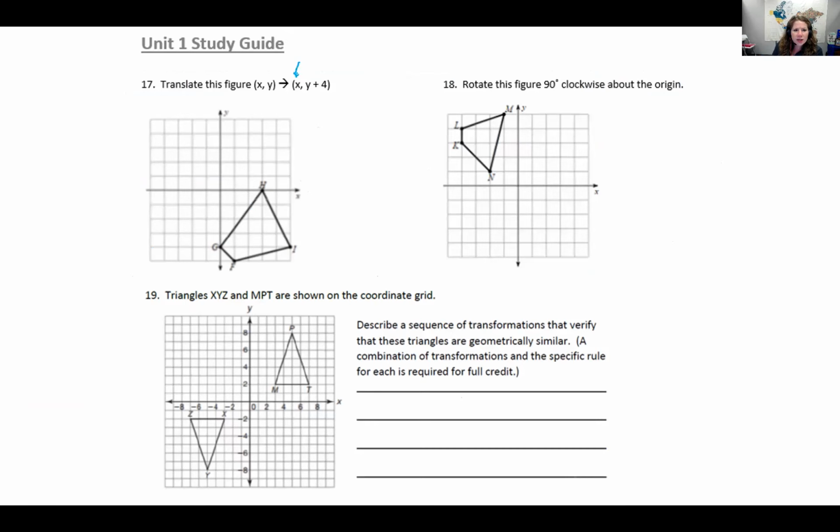We're not going right or left, but we're going up 4. So we're not moving H right or left, but we're going 1, 2, 3, 4. There's H prime. We're going 1, 2, 3, 4. There's I prime. We're going 1, 2, 3, 4. There's F prime. And 1, 2, 3, 4 is G prime.